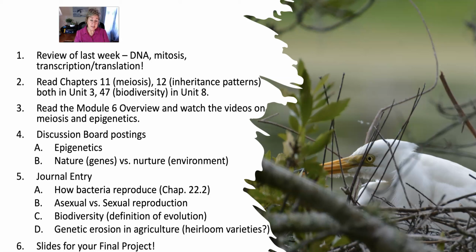You're going to be discussing asexual versus sexual reproduction, advantages and disadvantages of each. This is going to be kind of complicated, this journal entry. You're going to talk about biodiversity, and you need a definition of evolution to do that. And I have a simple definition: a change in genes in a population over time. Very simple. That explains evolution right there. A change in genes in a population over time.